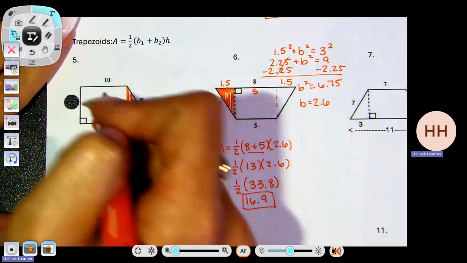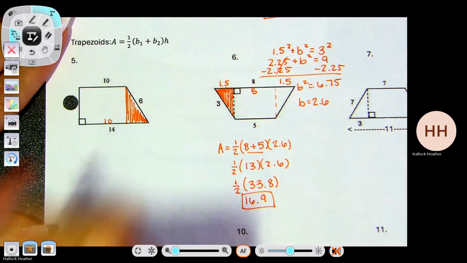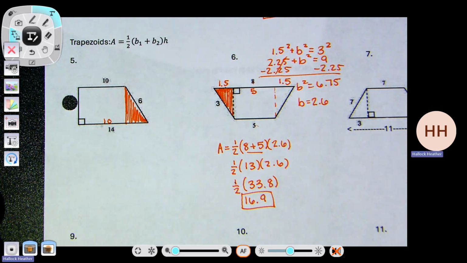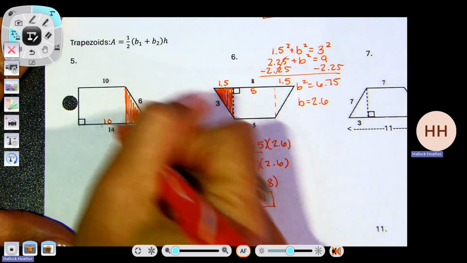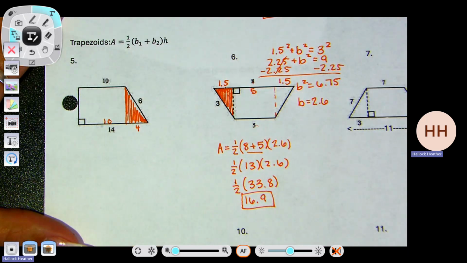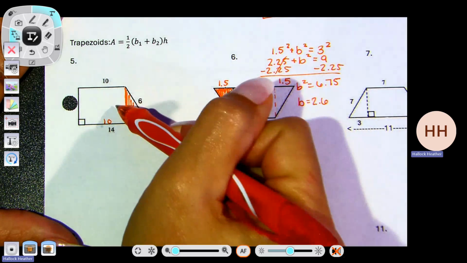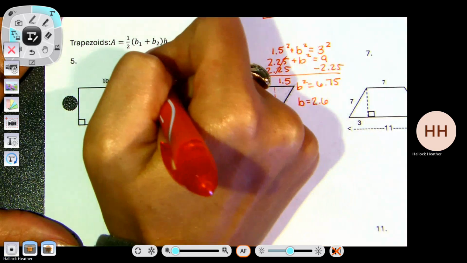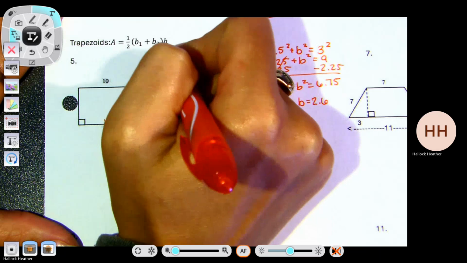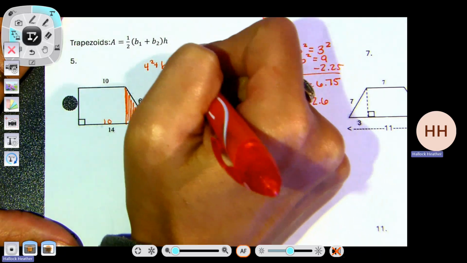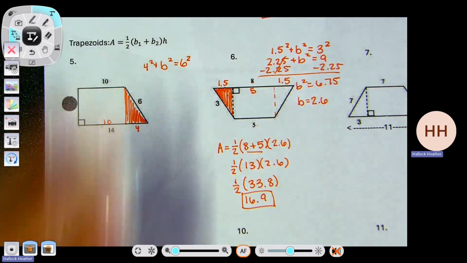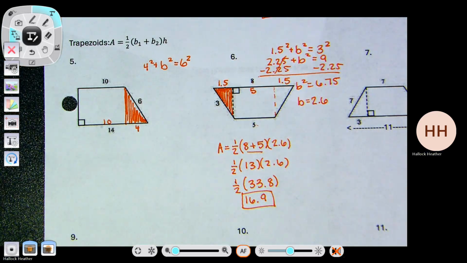Okay, so if I move the 10 down here, how much do I have left with 10 and 14? 4. Do I have to cut the 4 in half this time? No, because there's not 2 sides. So this piece is just 4 and that piece is just 10. So when you're doing your Pythagorean theorem, you should be doing 4 squared plus b squared equals 6 squared. It doesn't matter because either way you're adding them together. So it doesn't matter really which one's base 1, base 2.